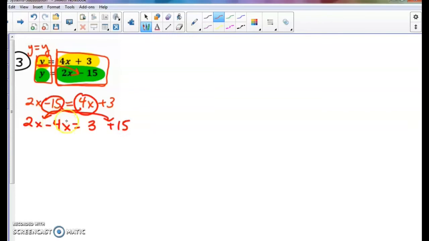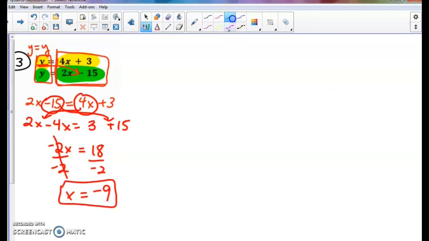So 2x minus 4x is a negative 2x. 3 plus 15 is 18. Divide both sides by negative 2. Negative 2's cancel, and x equals 18 divided by negative 2, which is negative 9.